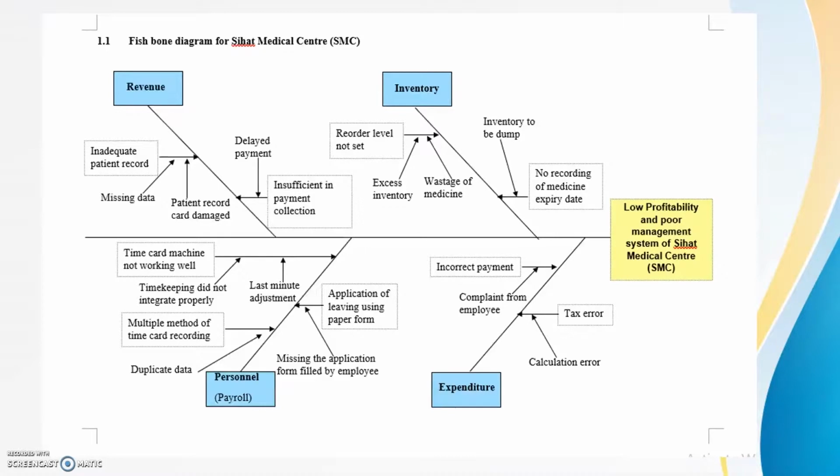In revenue, there is inadequate patient record and also insufficient impairment correction, while for inventory, the reorder level is not set and there is no recording of medicine expiry date. Next, for personnel, the time card machine is not working well and there are multiple methods of card recording. Lastly, for expenditure, there is incorrect payment and also tax error.